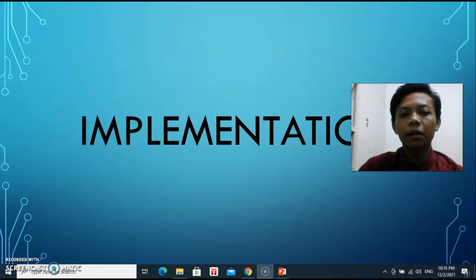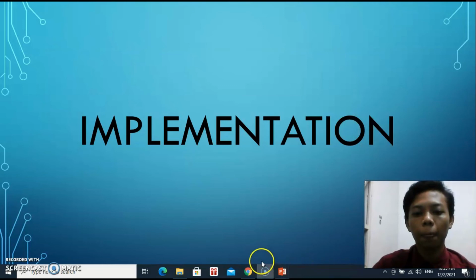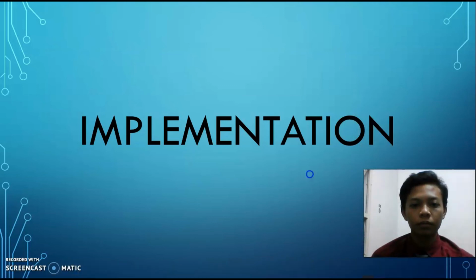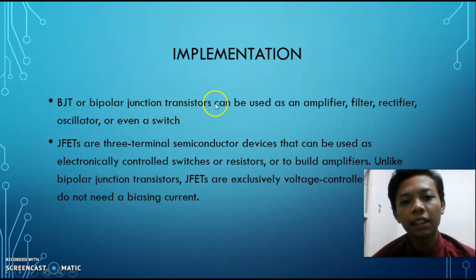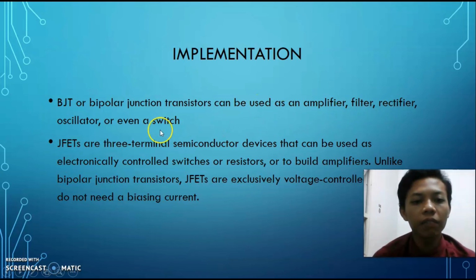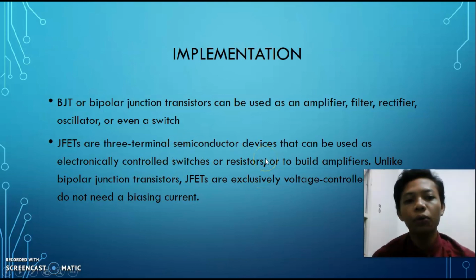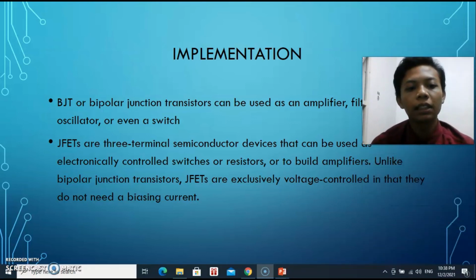Okay, next is implementation. The BJT, or bipolar junction transistor, can be used as an amplifier, filter, rectifier, oscillator, or even a switch. The JFET is a three-terminal semiconductor device that can be used as an electronically controlled switch or resistor, or to build amplifiers. Unlike the bipolar junction transistor, JFETs are exclusively voltage controlled in that they do not need a biasing current.